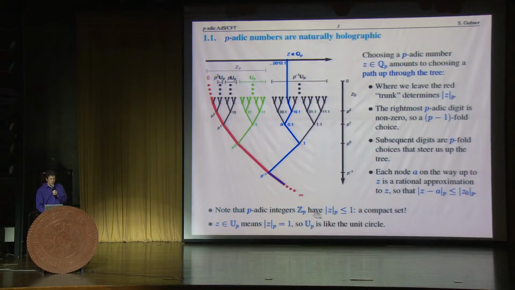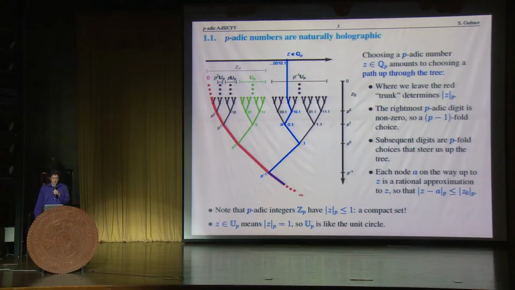I want to have a tree whose main trunk, if you like, starts at infinity and goes all the way up to 0. And I want to consider paths on this tree which start at infinity and go upward, as I'd like to think of it, upward toward the boundary of the tree in some particular way. And the way in which I steer up through the tree will uniquely determine a p-adic number because it amounts to specifying the expansion that I wrote in the previous page.